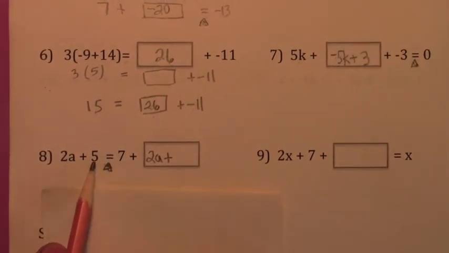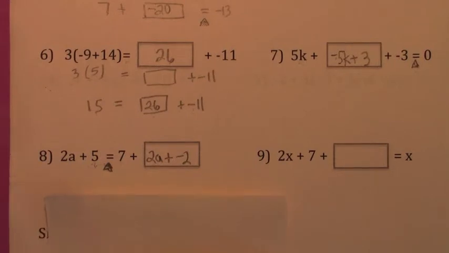You have 7. So what do you add to 7 to get 5? The answer is negative 2. So the answer would be 2a plus negative 2 there.